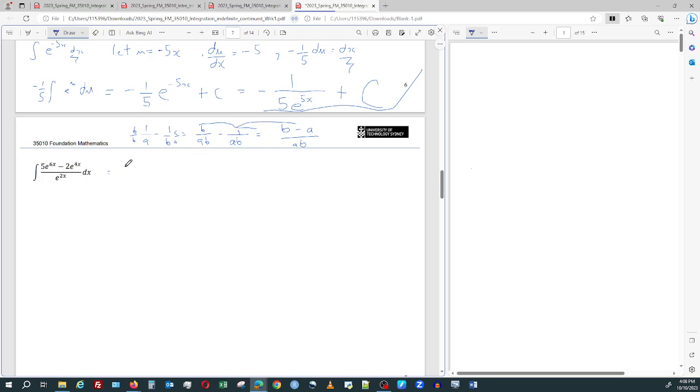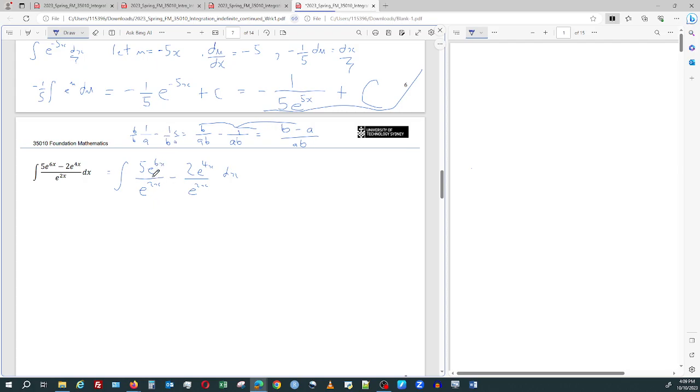So if we split the fraction, we will have 5e to the 6x over e to the 2x minus, now that's the previous step, 2e to the 4x over e to the 2x. Now this is fractions. This has got nothing to do with calculus. This is just adding and subtracting fractions, and now it's gymnastics. It's the gymnastics of algebra.